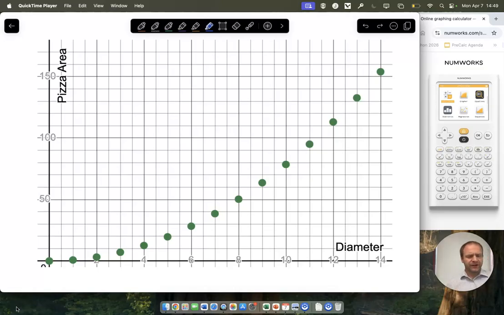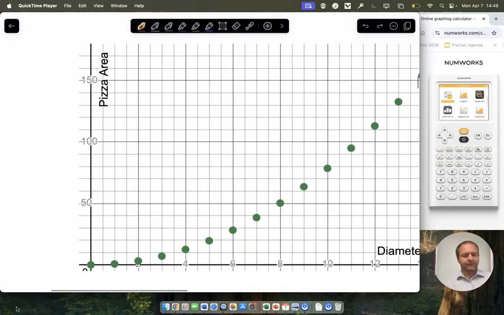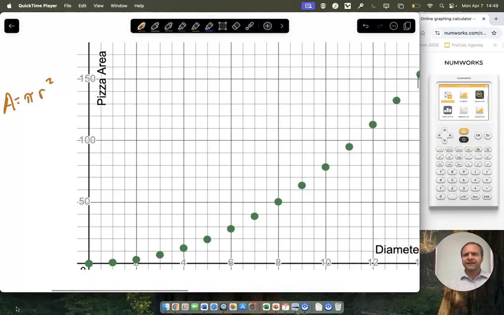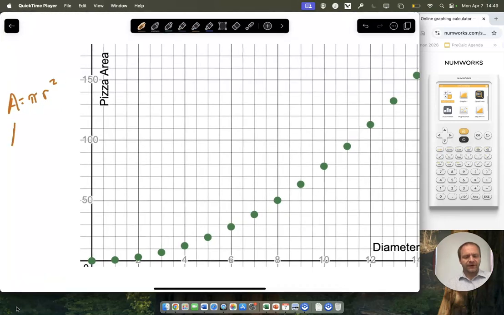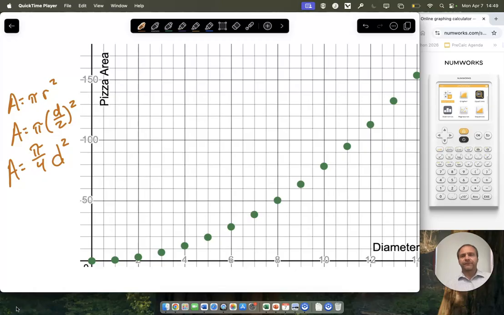Well, let's think about the equation. The area formula is area equals pi r squared. Well, we're not looking at r, we're looking at the diameter of the pizza. So that would be area equals pi times diameter over 2, squared. I'm going to bring the 2 squared to the bottom, make it a fourth over there: pi over 4 times d squared. So you can see right here that that is a quadratic function. d squared, like y equals x squared, our input is quadratic, it's not linear.